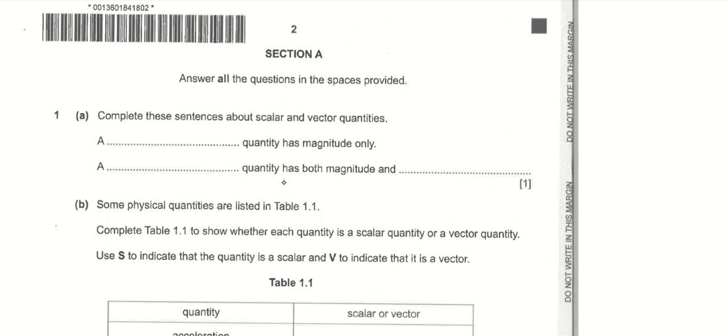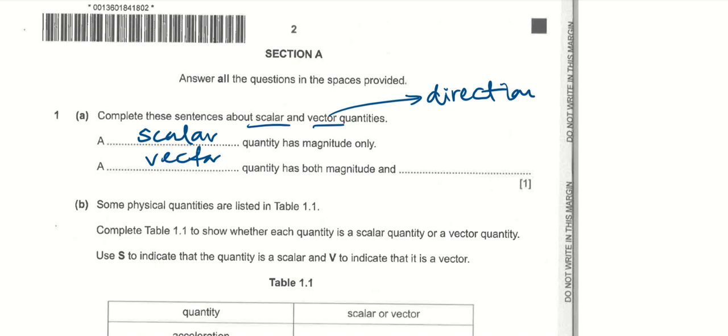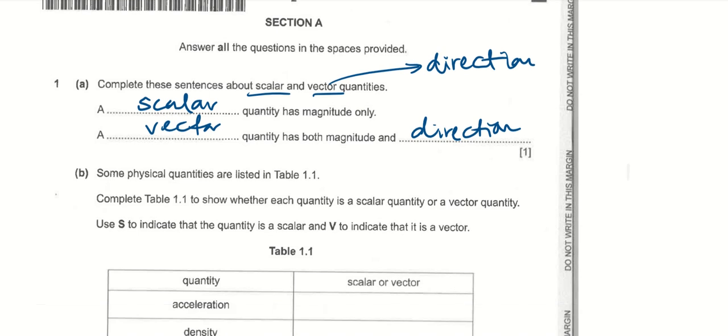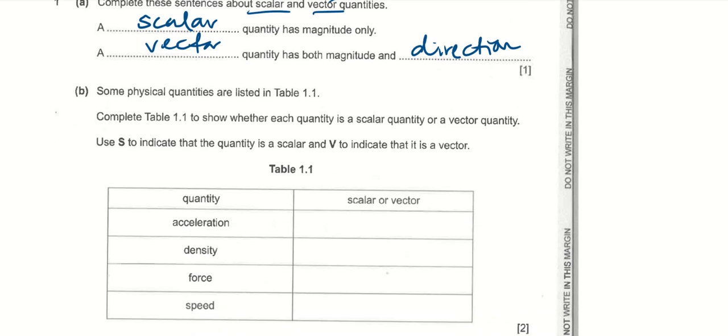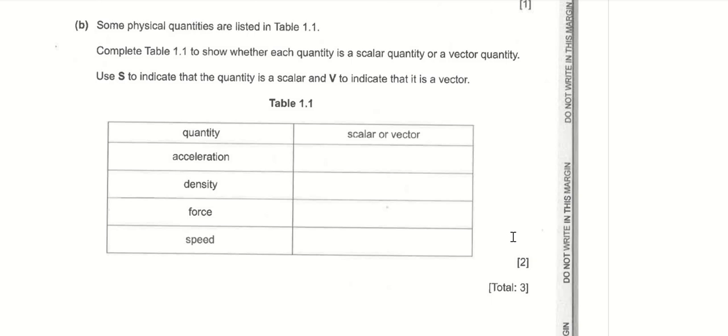Now, complete these sentences about scalar and vector quantity. So by now, you will know that a vector has direction and magnitude, whereas a scalar only has magnitude. So what has magnitude only? Scalar. And vector has both magnitude and direction. So basically, filling in the blanks correctly, you get your 1 mark. Now, they ask us to state which quantity is a scalar using S and which one is a vector using V. So you have to follow the instructions and put S and V.